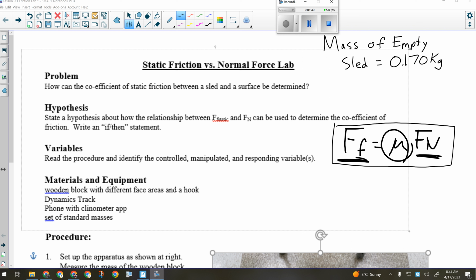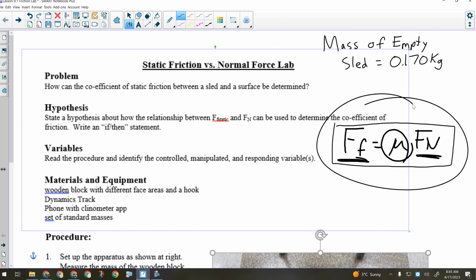Okay, so for the design for this lab, we are comparing two things. In this lab, we will be adding mass to the box, okay? But we're not adding mass to add mass. We're adding mass to change part of this formula. When we add mass, what part of that formula do you suppose we change?